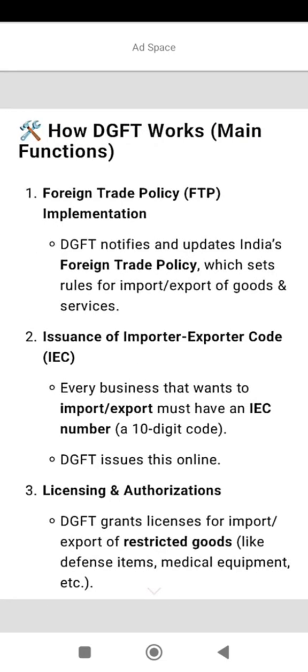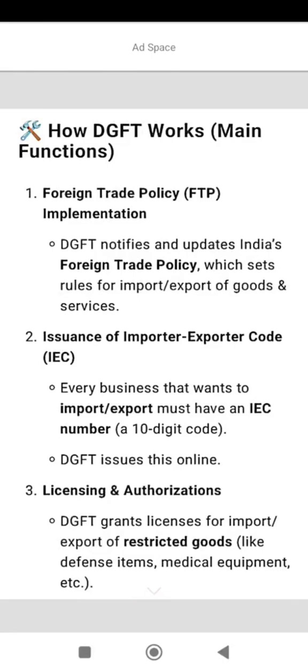How does DGFT work? Main functions: foreign trade policy, FTP implementation. DGFT notifies and updates India's foreign trade policy, which states rules for imports and exports of goods and services. Okay, please note goods and services. Issuance of importer and exporter code. Every business that wants to import or export must have an IEC code, which is a 10 digit code. DGFT issues this online.